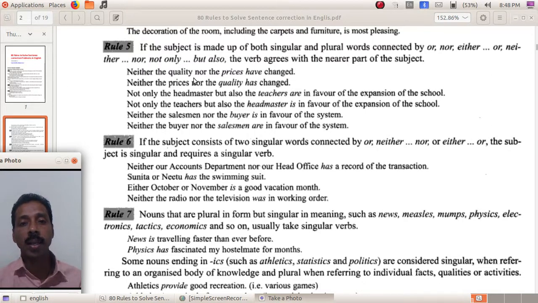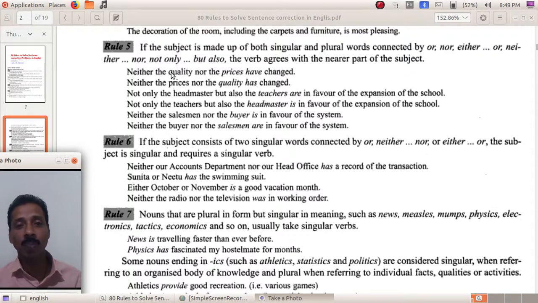Neither the quality nor the prices have changed. Two subjects, two nouns are there. Which are they? One is quality, the second one is prices. And this second subject is near to the verb. Okay. So this is a singular noun. This is a plural noun. So as the plural noun comes nearer to the verb, it should agree. The verb should agree with the nearer subject. That is, the nearer subject is plural, so the verb also should be plural.